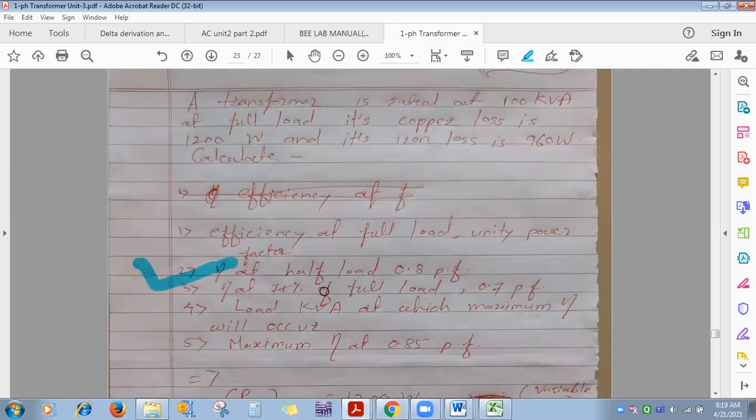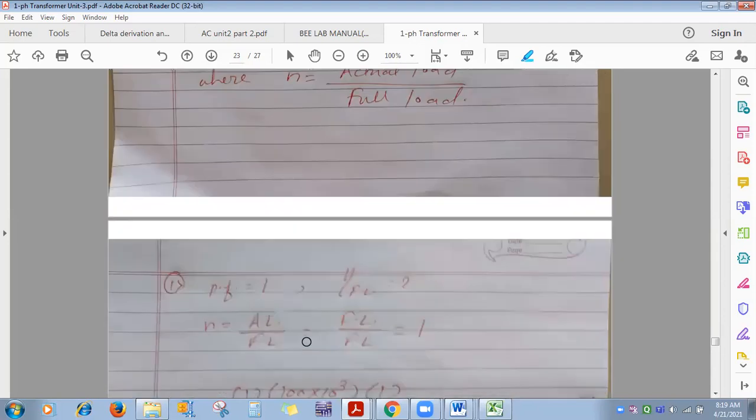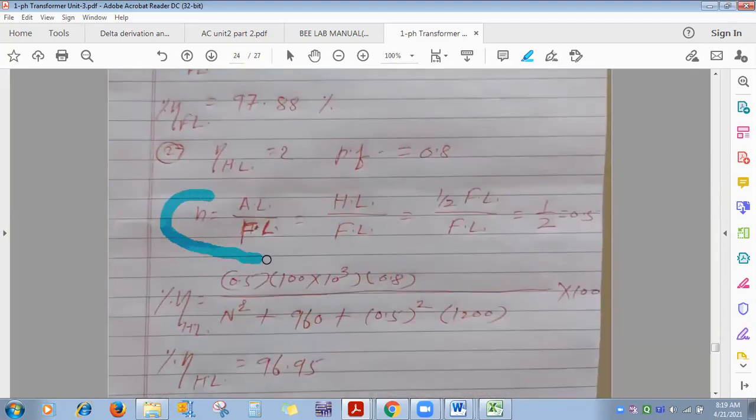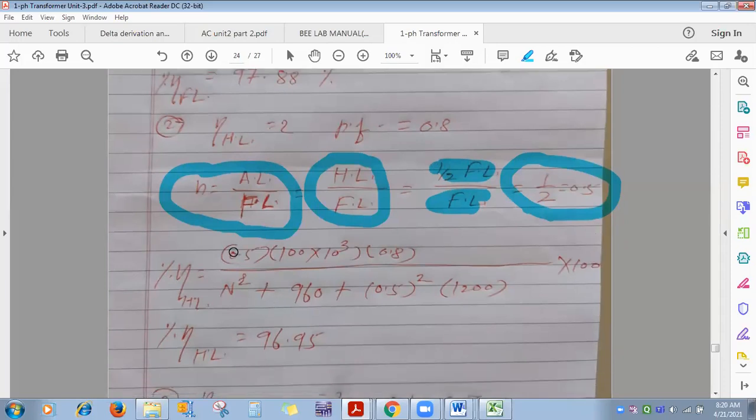Calculate efficiency at half load, 0.8 power factor. What will be the difference compared to the previous one? The KVA rating value will be the same, 100. Iron loss 960 and full load copper loss 1200, all these values will be the same. Now half load, so what will be the value of N? N is actual load upon full load. Actual load is half of full load, upon full load. So what value of N do you get? Half, that is 0.5. So put here 0.5, 100 kVA, 0.8 power factor.